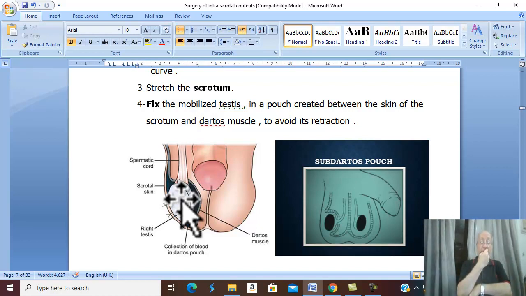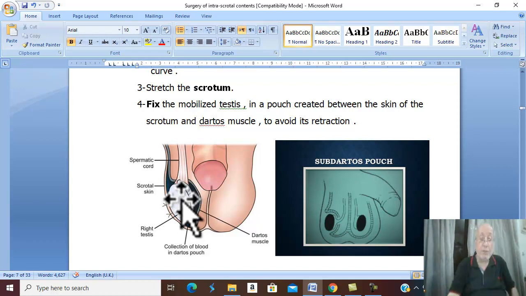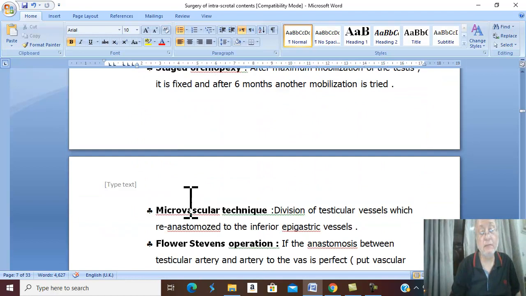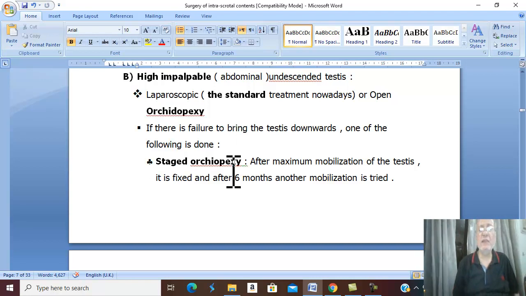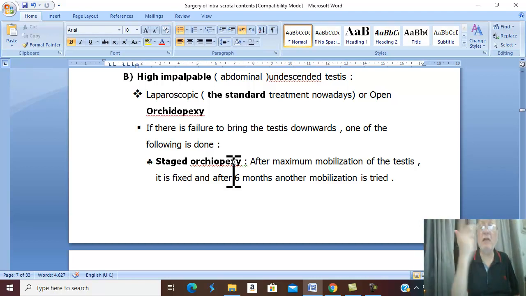We have to solve this problem. To solve this problem, we can do staged orchidopexy. What is staged orchidopexy? Descend the testis to the scrotum in staged operations. The first stage, dissect the testis and the spermatic cord and the vessels maximally. We will find, for example, the testis reaches the external inguinal ring. Fix the testis in the external inguinal ring.